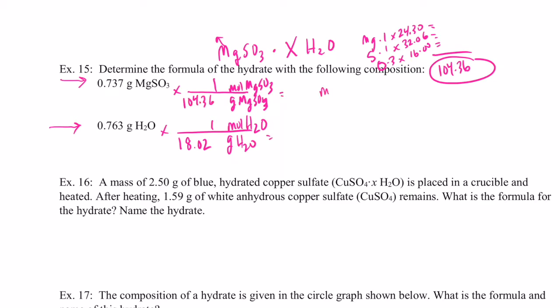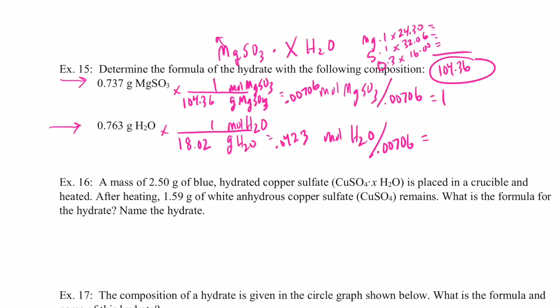All right, so that will give us moles of MgSO3 and moles of H2O. So 0.737 divided by 104.36 gives me 0.00706 moles of MgSO3, and 0.763 divided by 18.02 gives me 0.0423 moles of water. Now obviously those are not whole number ratios, so we need to divide by the lowest number of moles, 0.00706.